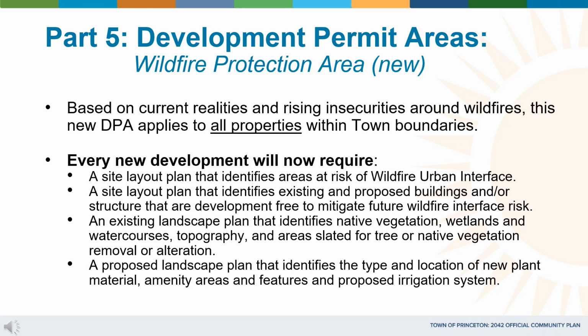Every new development will now require a site layout plan that identifies areas at risk of wildfire-urban interface, a site layout plan that identifies existing and proposed buildings and/or structures that are development-free to mitigate future wildfire interface risk, and an existing landscape plan that identifies native vegetation, wetlands and watercourses, topography, and areas slated for tree or native vegetation removal or alteration, and a proposed landscape plan that identifies the type and location of new plant material, amenity areas, and features and proposed irrigation system.